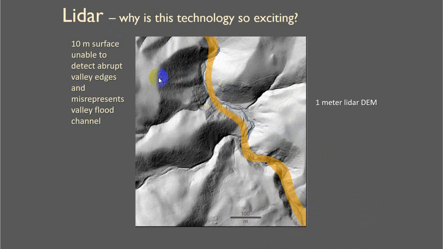The 10 meter surface is unable to detect the abrupt valley edges, and misrepresents where the flood channel is. You can see here that from the 10 meter DEM, it's actually riding up over the bases of some of these slopes. So my reason for bringing this up is you need to be very curious about the lineage of your data. Where did it come from? What scale was it produced at? And make sure that you're always proceeding with the lowest common denominator for data precision, and making sure that you're using apples with apples and oranges with oranges.